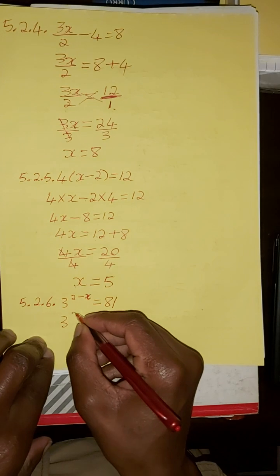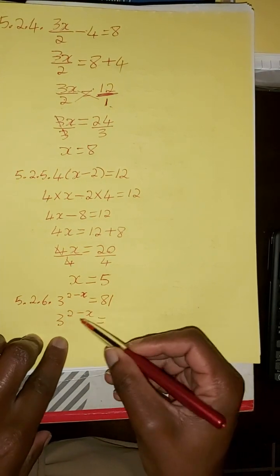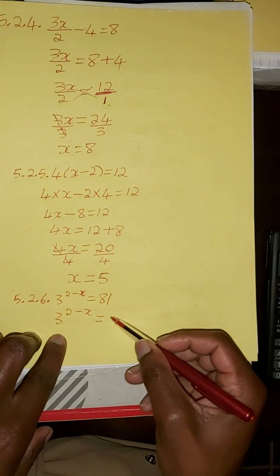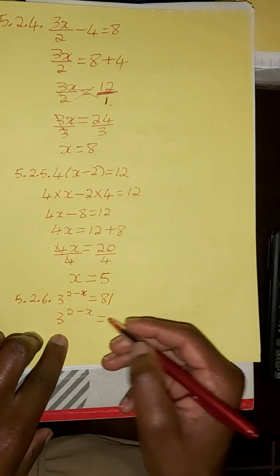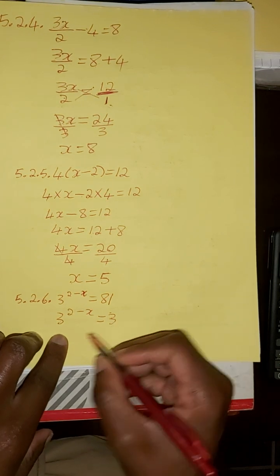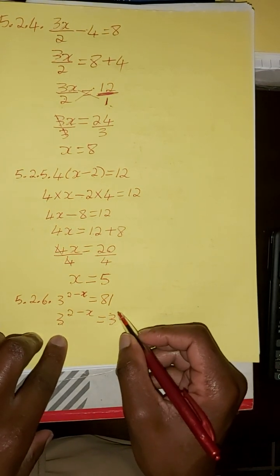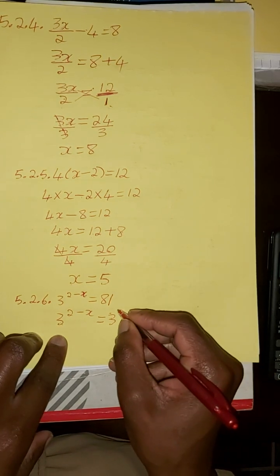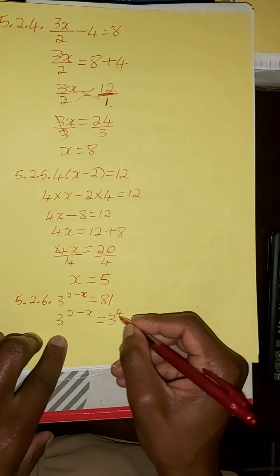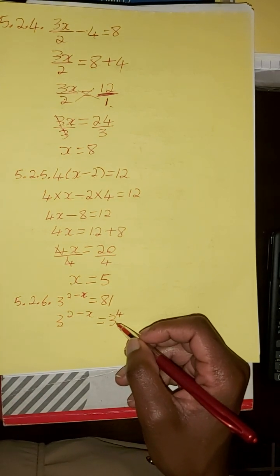So we'll have 3 to the power of 2 minus x is equal to, already we know that the base on this side is supposed to be the same as this one. So here we will have 3, the same base as this one. Do you see that? And then find the exponent. What is going to be the exponent here? The exponent is going to be 4. You can find this using prime factorization, okay?